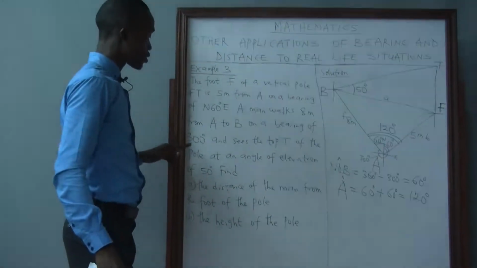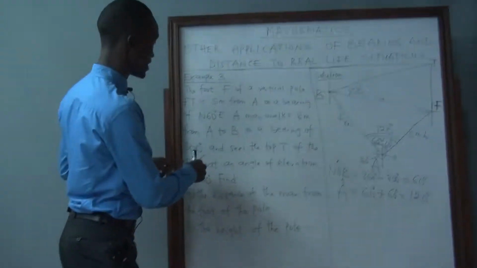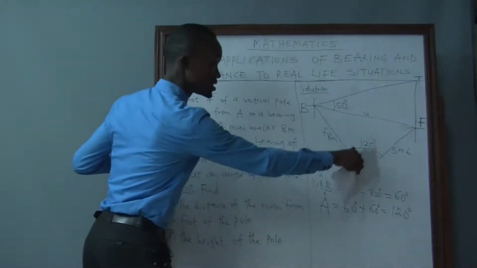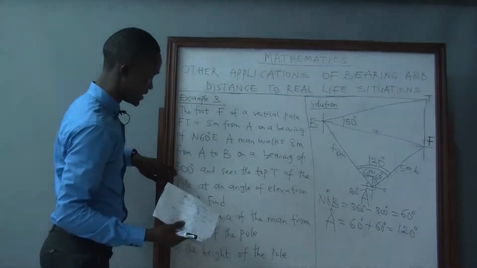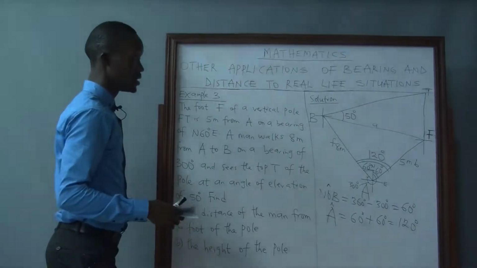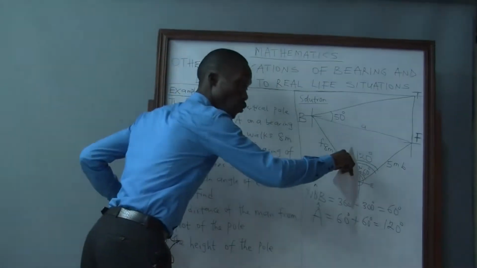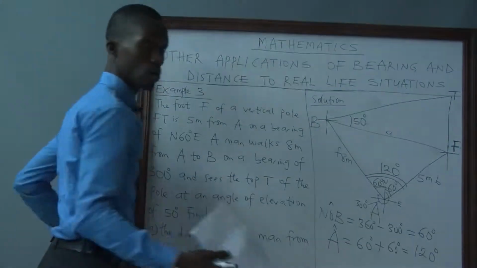A question coming in says, why is it that this 300 degrees, we trace it clockwise? Any three-figure bearing is a surveyor's bearing. And surveyor's bearings are generally taken from the north pole clockwise. Clockwise, that is the way a clock operates.